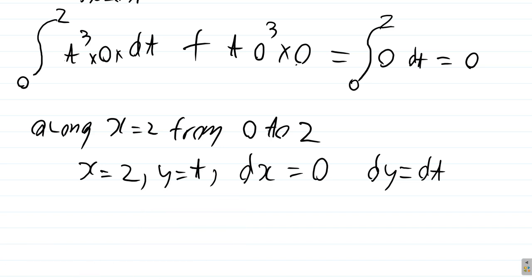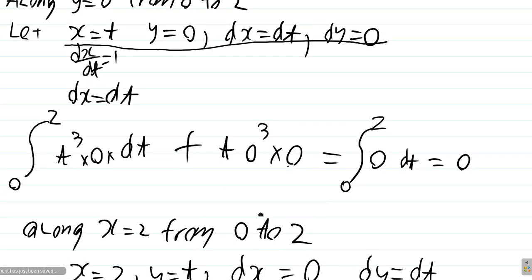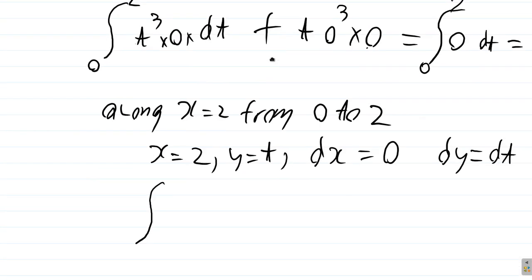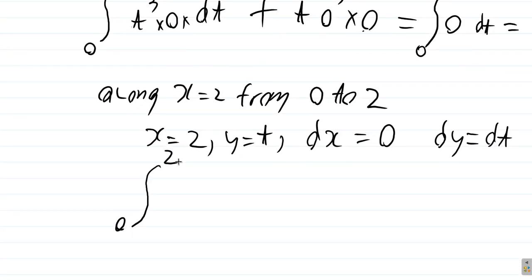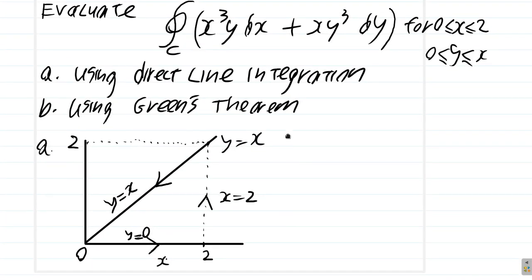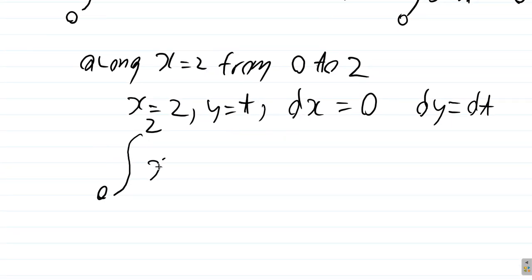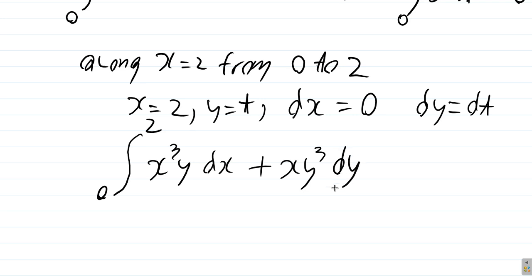Alright, let's erase this, and we substitute our values. This is going to be integrated with respect to t. Now, y is t. Where does y move from, and to where? Y moves from 0 to 2. So if y and t are the same thing, it means t moves from 0 to 2 as well. So you're integrating from 0 to 2 of the function x cubed y dx plus xy cubed dy.